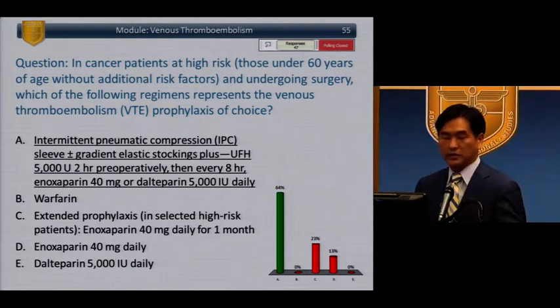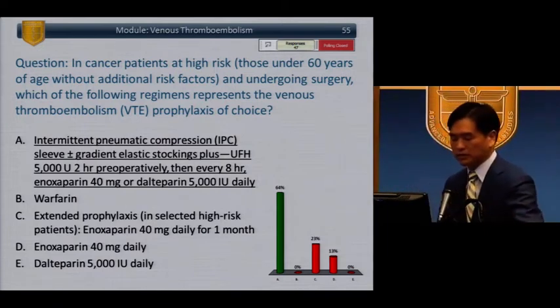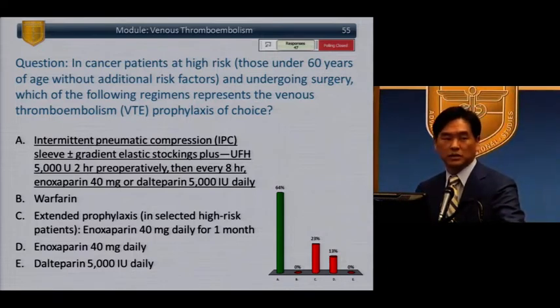Arguably the answer is A plus C, right? But A is the best answer here. Conceptually, I would agree with A plus C, not C alone. And then D alone is not enough because stockings also help and they're cheap.